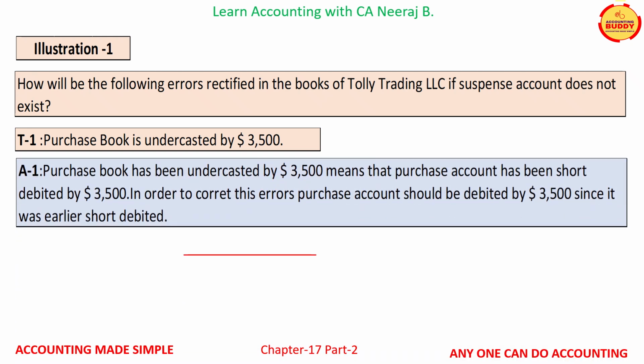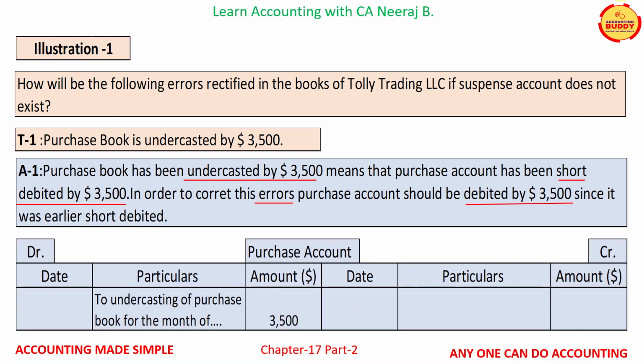Purchase book has been undercasted by $3,500, which means that the purchase account has been short debited by $3,500. In order to correct this error, purchase account should be debited by $3,500 since it was earlier short debited. The rectification will be recorded in the purchase book as displayed on your screens. An amount of $3,500 will be recorded on the debit side of the purchase account by writing "to undercasting of purchase account for the month of so and so" in the particulars column of the purchase account.